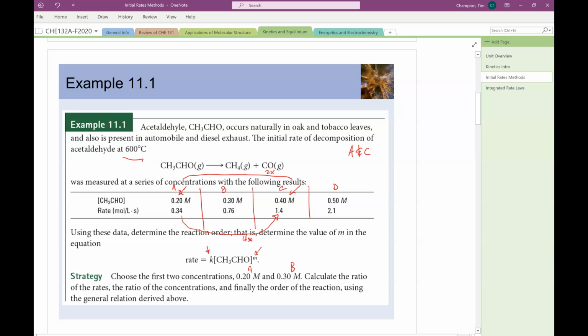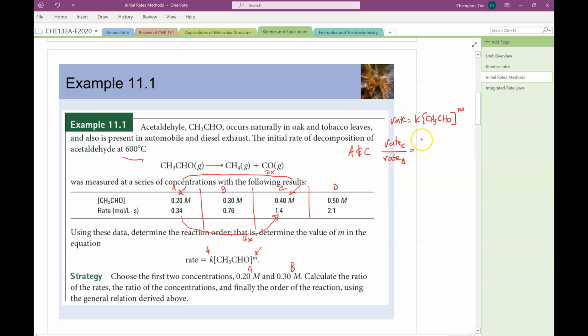So if we double the concentration and quadruple the rate, that's going to suggest something about our actual value. Let's take a look at the numbers. So what we're going to do is write out this rate equation. Rate is equal to k times acetaldehyde to the m. They're calling that exponent m now. And we're going to look at the ratio of rate C to rate A. We're comparing the two points.